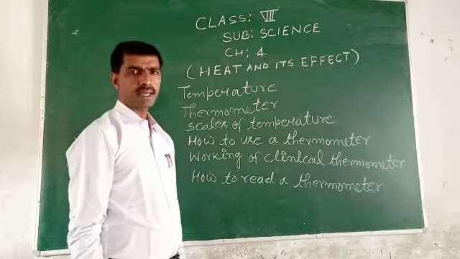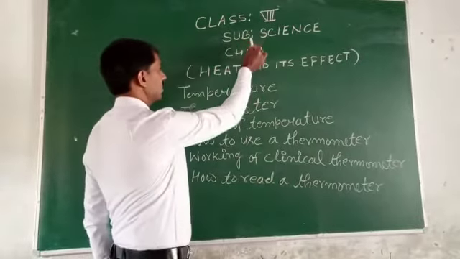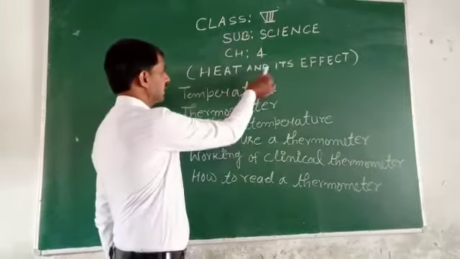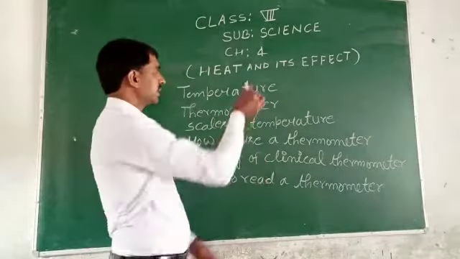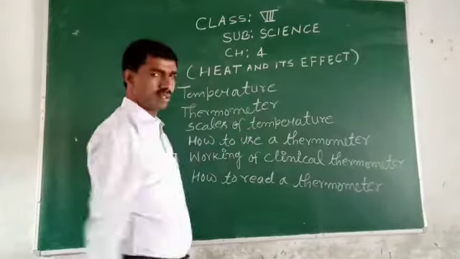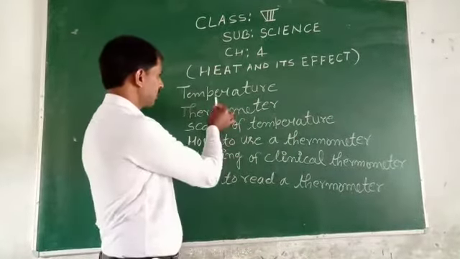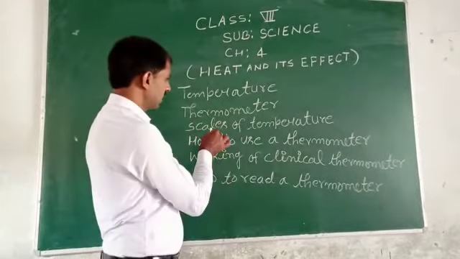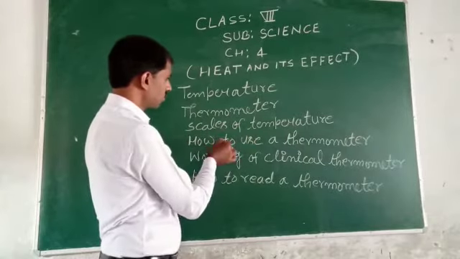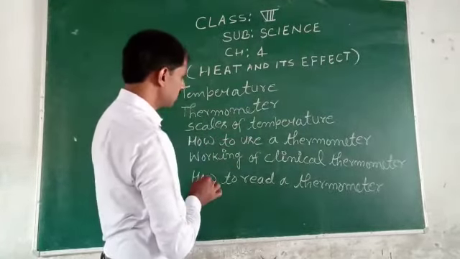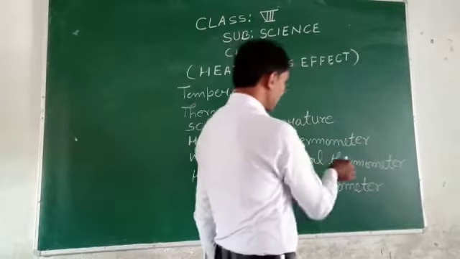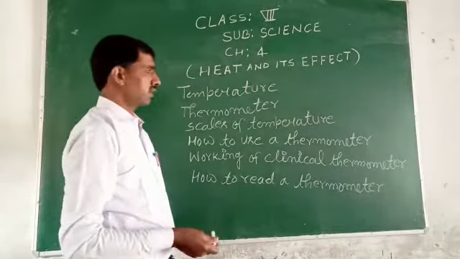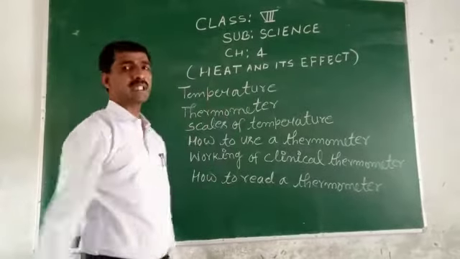I am Arun Pandey. I am going to discuss class 7, subject science, chapter 4, and the name of the chapter is Heat and Its Effect. Inside chapter 4, we are going to describe temperature, then thermometer. After that, scales of temperature, how to use a thermometer, working of a clinical thermometer, then how to read a thermometer. But first of all, I am going to describe temperature.